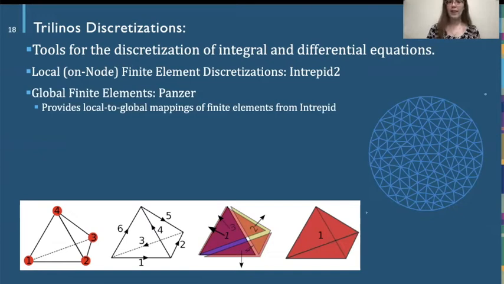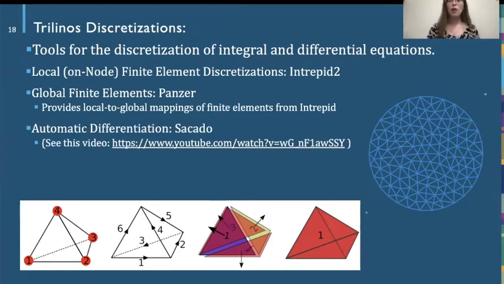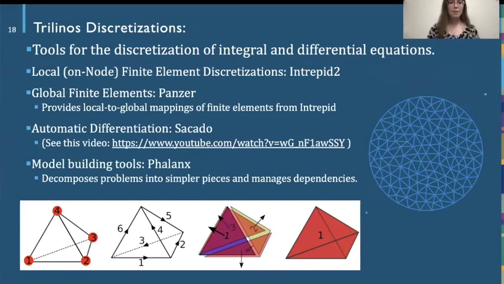For global finite elements, we have the package Panzer, which provides the local to global mappings of the finite elements from Intrepid. For automatic differentiation, we have a package called Sacado, and you can see the video below to explain what automatic differentiation is. And for more building tools, we have a package called Phalanx, which decomposes problems into simpler pieces and manages those dependencies between different problems and packages.